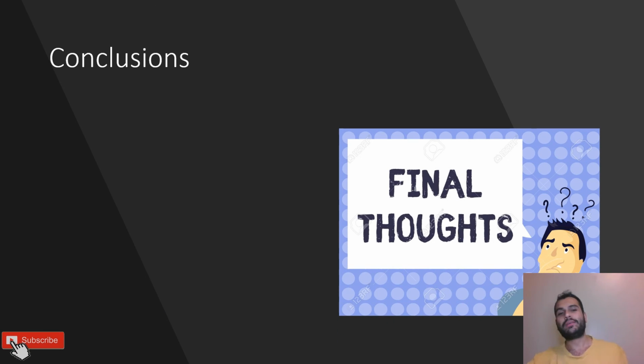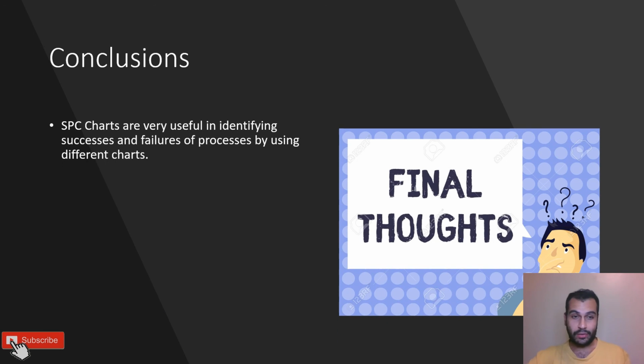Now, let me tell you about my conclusions and my final thoughts on this topic. Statistical process charts are very useful in identifying successes and failures of a process by using different charts.